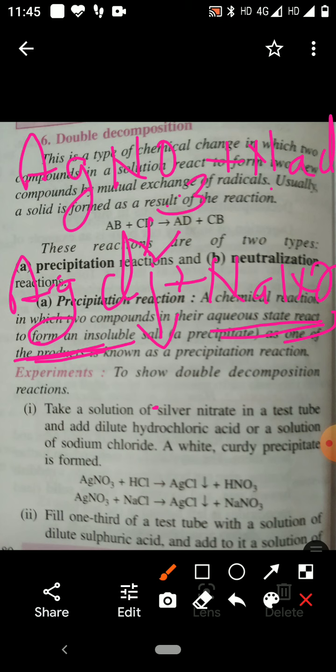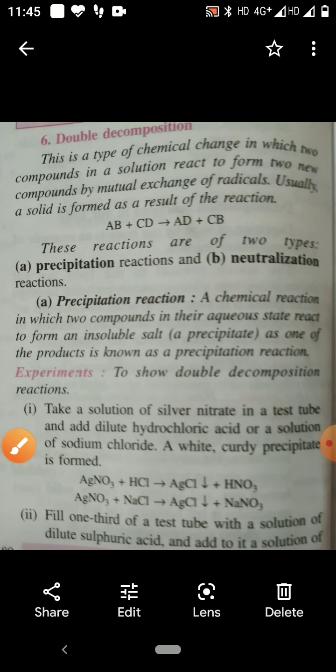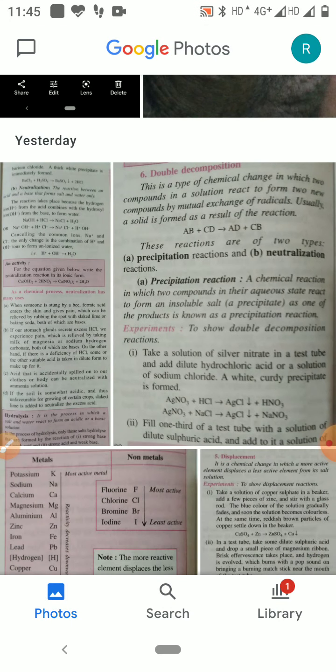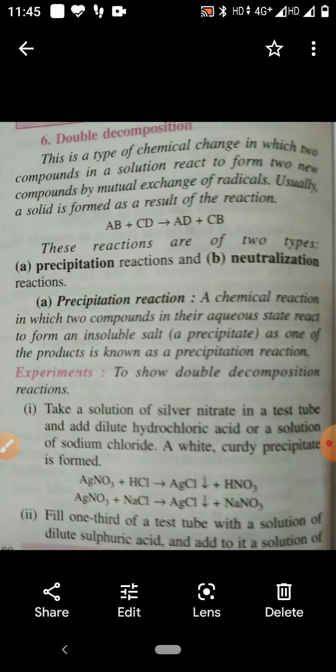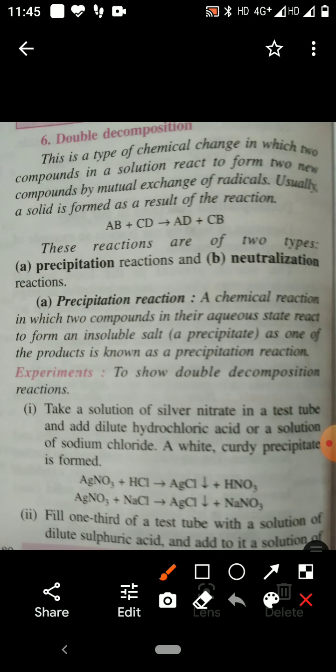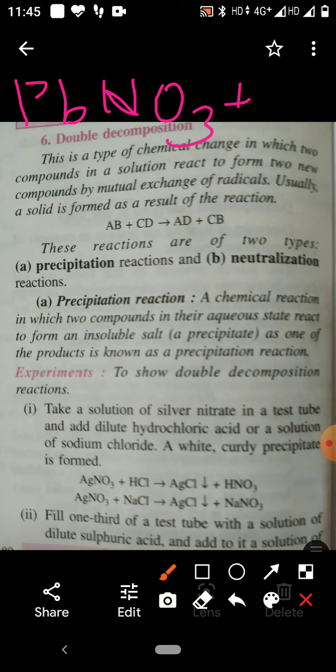There are many examples of the precipitation reaction. Like we are taking the example of lead nitrate and sodium sulfate. Lead nitrate is Pb(NO3)2. And sodium sulfate is Na2SO4.